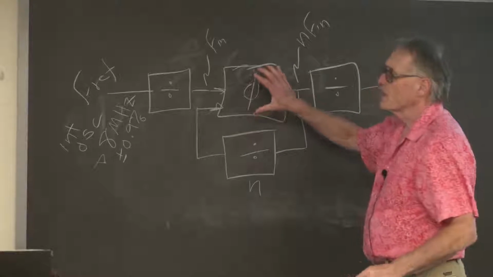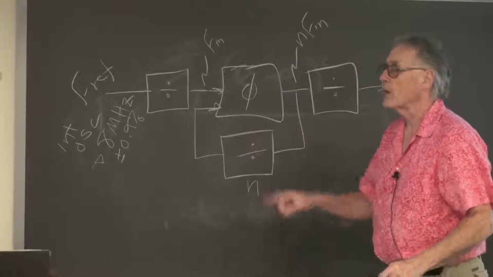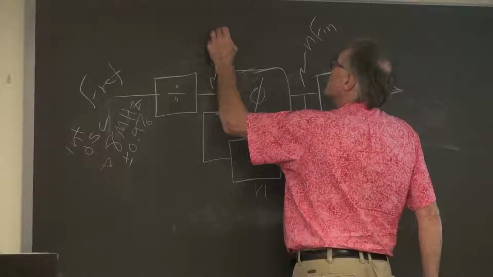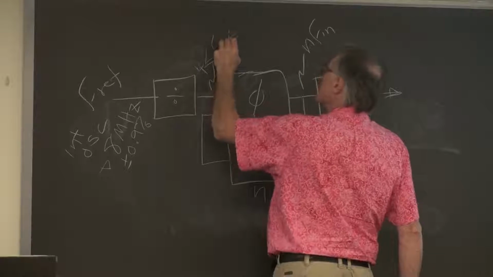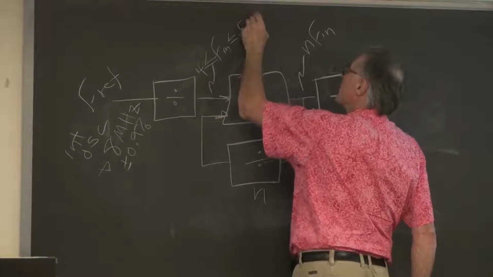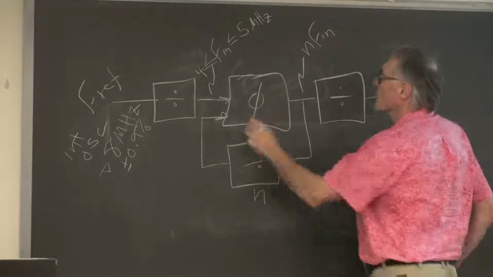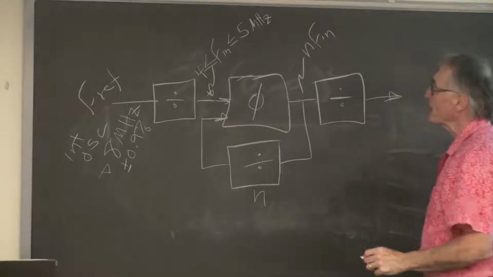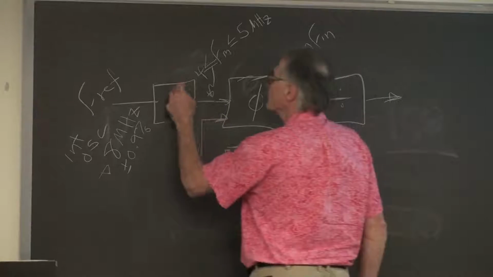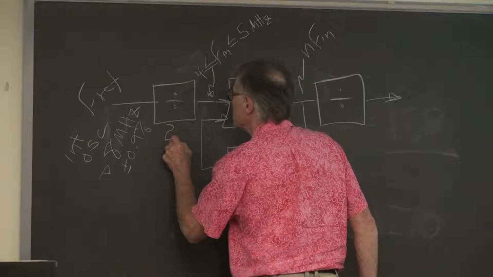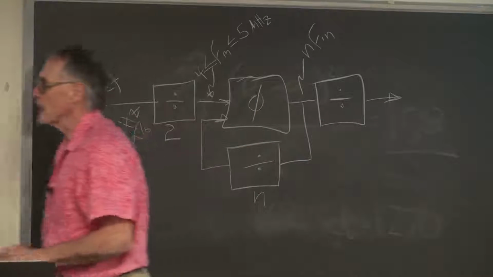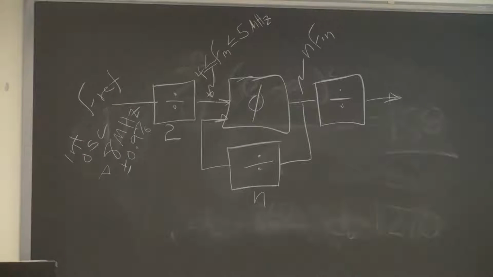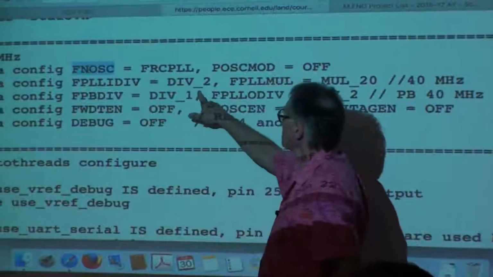It turns out that on this chip, the input to the phase lock loop, F in, must be greater than or equal to 4 and less than or equal to 5 megahertz. Don't know why, that's the spec. Therefore, you have to set the input divider to divide by 2. If you look at the config here, it says phase lock loop input divider is divide by 2.